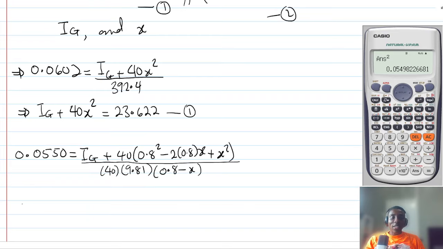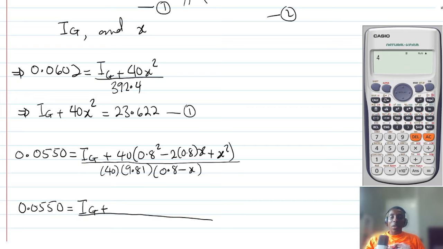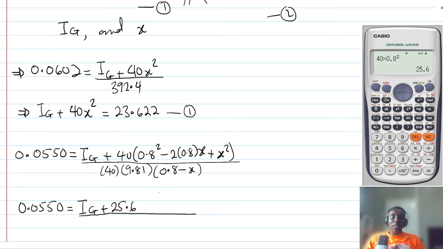All you are doing here is just basic algebra. I can even decide to end the video, and I hope you can continue, but it's fine, let's do it together. So I have Ig plus 40 multiplied by 0.8 squared. 40 multiplied by 0.8 squared, you have 25.6, isn't it? And then you have 40 multiplied by 2 multiplied by 0.8, and that's 64, right? So minus 64x, and then plus 40x squared.